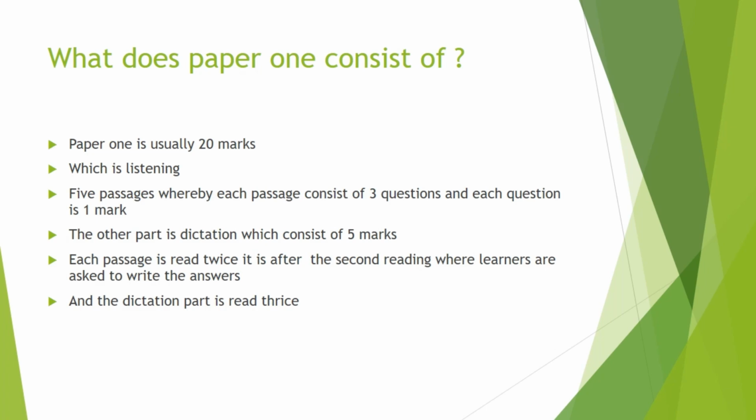Then where are the other 5? The other part, which is the second part, is the dictation. The dictation consists of 5 marks. That's why when you add together it becomes 20 marks. Each passage is read twice, and the examiner says it's after the second reading that learners are asked to write the answers, and the dictation part is read thrice.